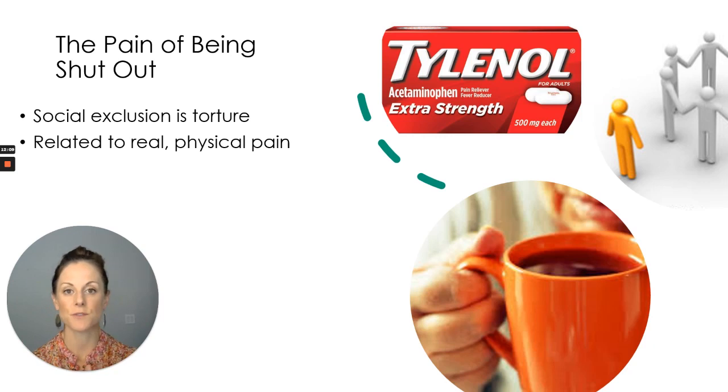We also know it's related to real physical experiences like feeling cold. This isn't surprising because one of the ways that we talk about being shut out or ostracized is by being iced out. People who've been socially excluded will report feeling colder. They'll report the temperature of the room is colder. They will be more inclined to drink or eat warm things. So I share this just to really demonstrate how connected the mind and the body are, that we cannot disconnect the two.